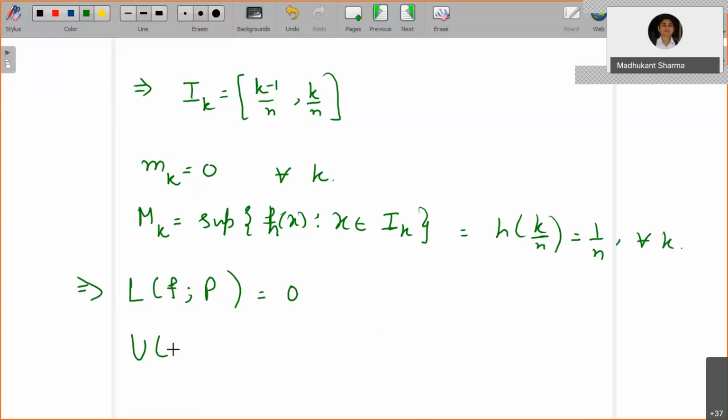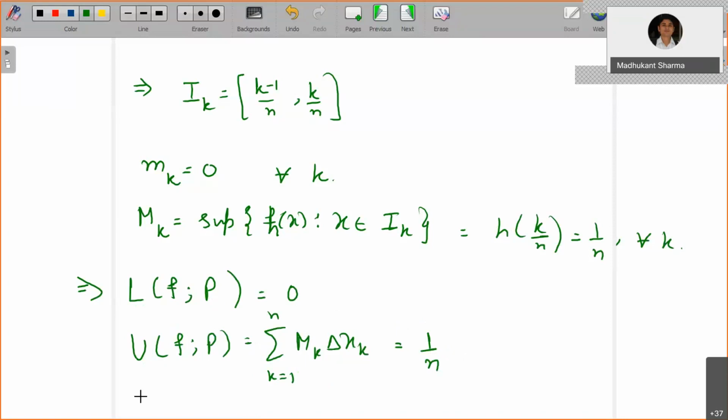And what about U of f, if you write the definition, it is the sum of capital Mk times delta xk, k equals 1 to n. Capital Mk is 1 by n, delta xk is 1, so that is 1 by n. So if you increase the number of points, that 1 by n will certainly decrease. We have already shown that the infimum of 1 by n such that n belongs to natural numbers is 0.